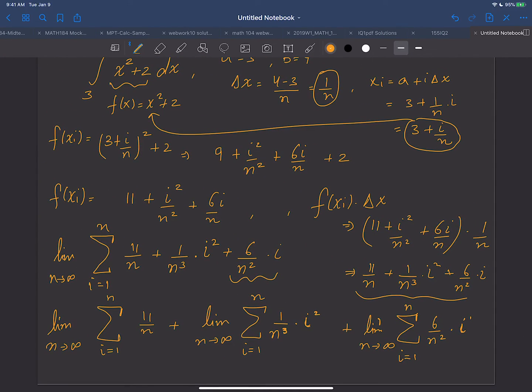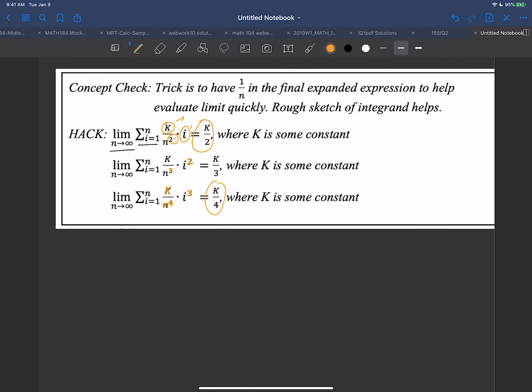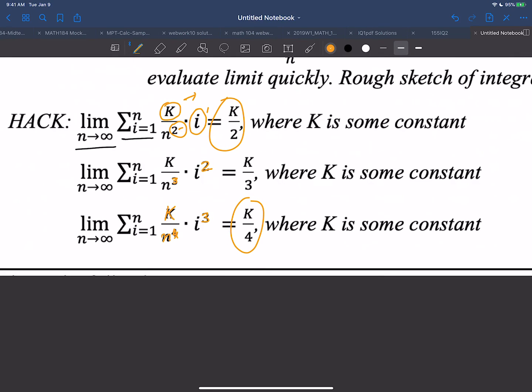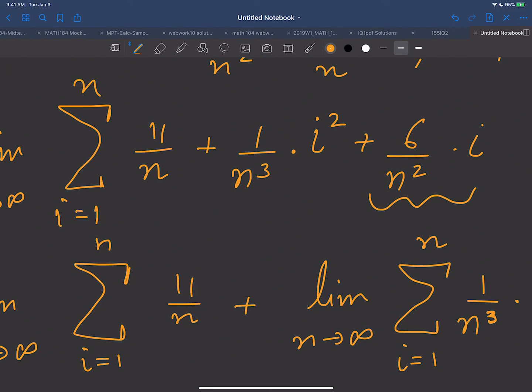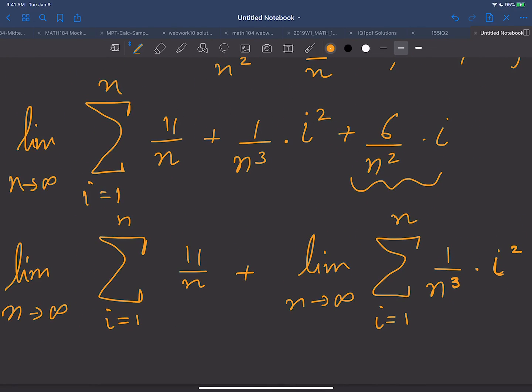So now how do you jump from this to the answers right here is by following the shortcut. And the shortcut that we talked about is only for the terms that have an i. So you have an i here, you have an i squared, you had i cubed. It doesn't work for this one, but here the answer is very obvious because you can evaluate this to be 11 over n times the summation formula for a constant, which is just n. So this cancels out. This is just going to be the 11. So this first portion is just going to give you 11.